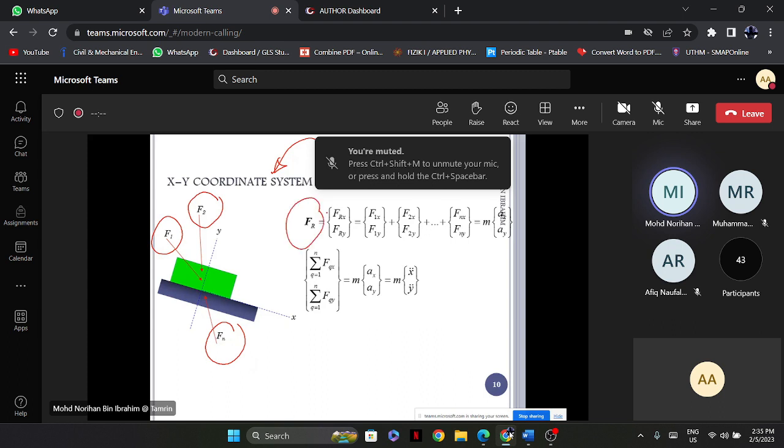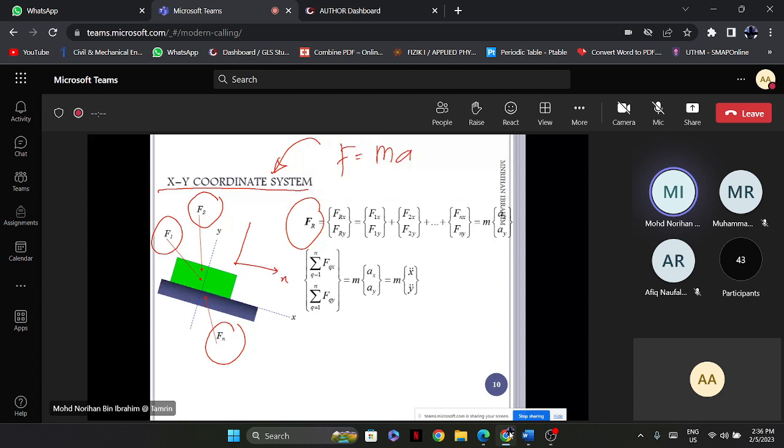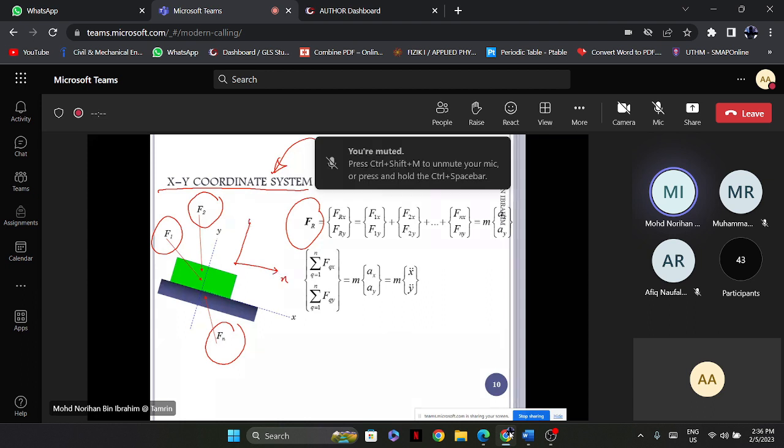So for this F_R, we want to apply these XY rectangular components. So we need to, of course, establish the axes of X and also Y as our reference. And what is the direction of motion? Let's say the positive sign for this X is to the rightward, and for this Y is upward, in the specific direction, as you can see here. So F_R is equal to everything. We need to split it into the components of X and also Y respectively.